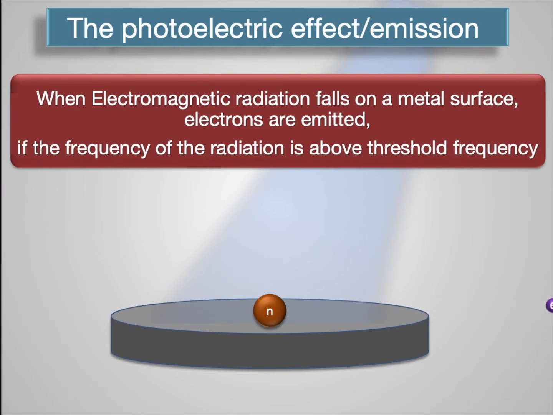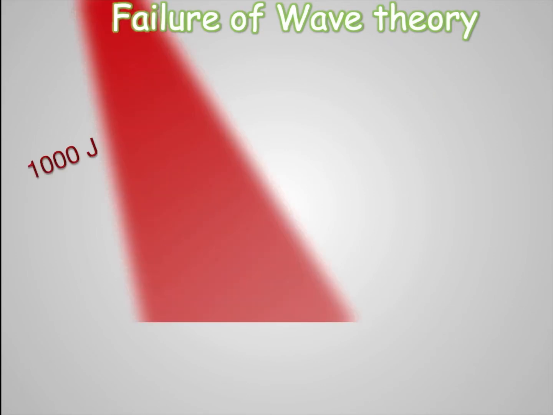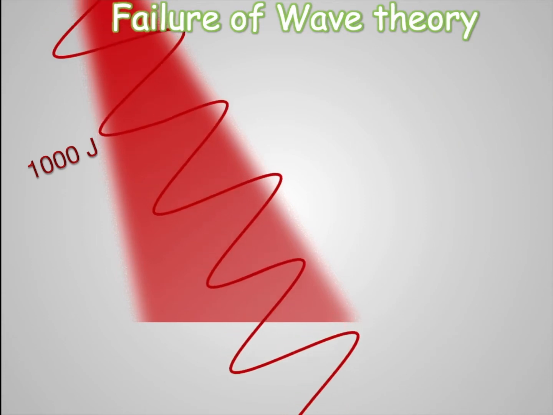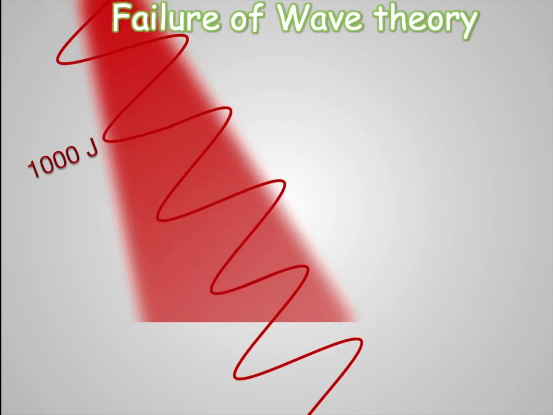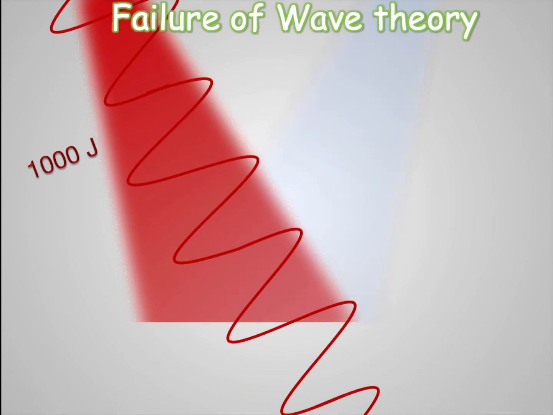So now we are going to see why wave theory failed to explain this photoelectric effect. Let's consider this example. The values I am giving are not realistic values. Consider a very bright red light which has 1000 joule energy per second. You can see the waves are really big because the intensity is very high. Consider a very dim blue light which has very small energy, like 50 joule energy coming per second. So you can see very dim, very small waves.